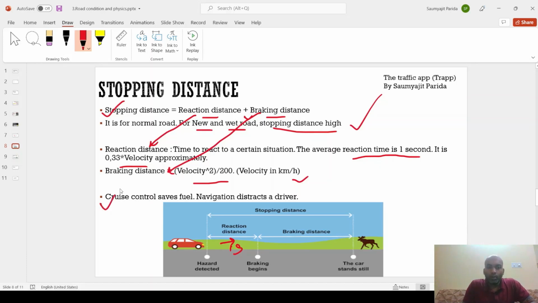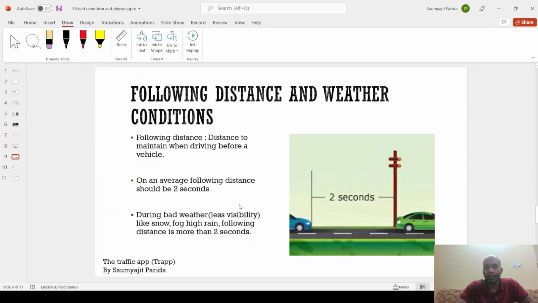This is very common that when I am driving on cruise control, it saves me fuel. And if I am continuously observing the navigation monitor, then I am distracted, and this could lead to more reaction distance. Okay. Well, stopping distance is one concept.